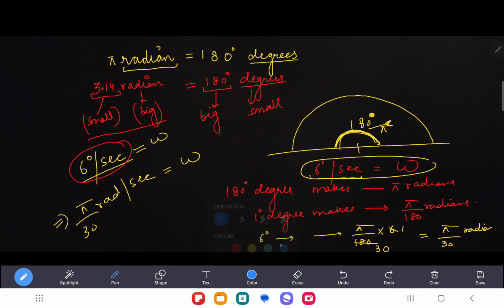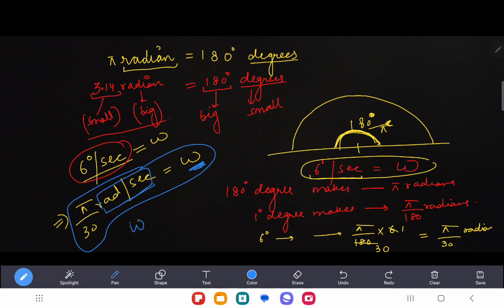Okay. So what is the SI unit of omega? What is the SI unit of angular speed? It would be radians per second. Understood or not? So you have to express every omega in terms of radians per second.